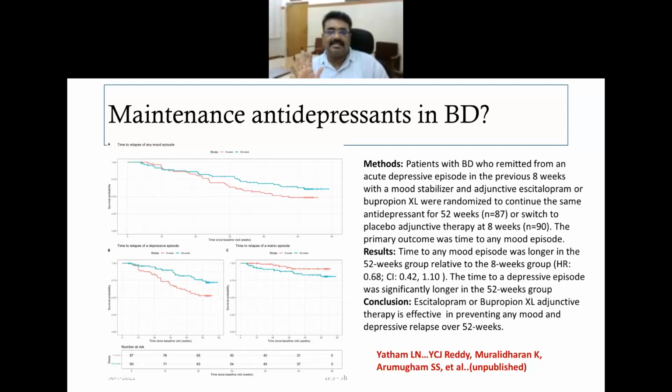So this is something that I think finally we'd be a little more comfortable in prescribing the antidepressant and keeping the patient on the antidepressant for a little longer period of time, because we know that it is not causing as much switch as we expected, while at the same time it's preventing a further new mood episode.